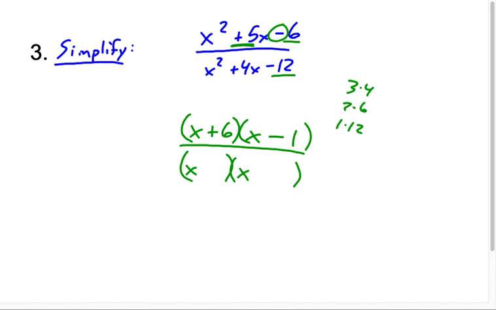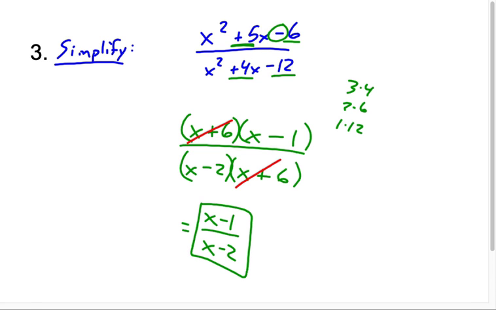Of those, though, which one matches up with maybe using something with a 6 in it? I might try 2 and 6. And to get a positive 4, I want a positive 6 and a negative 2. If those are my factors, which I'm guessing some of us had, these are going to cancel out, and my final answer is going to be x minus 1 over x minus 2. So simplifying, tomorrow on the test, again, is something we need to be able to do.